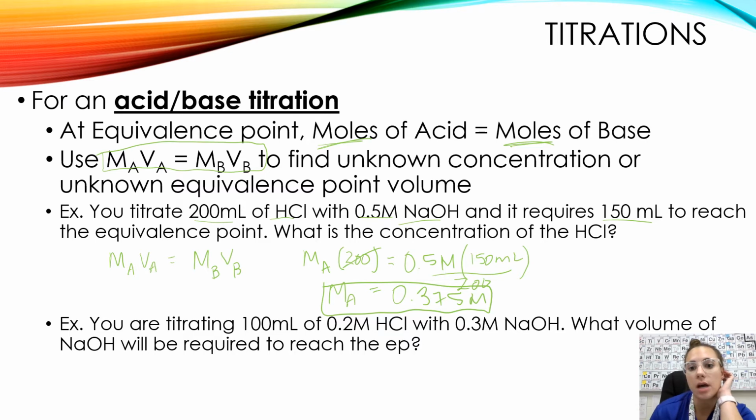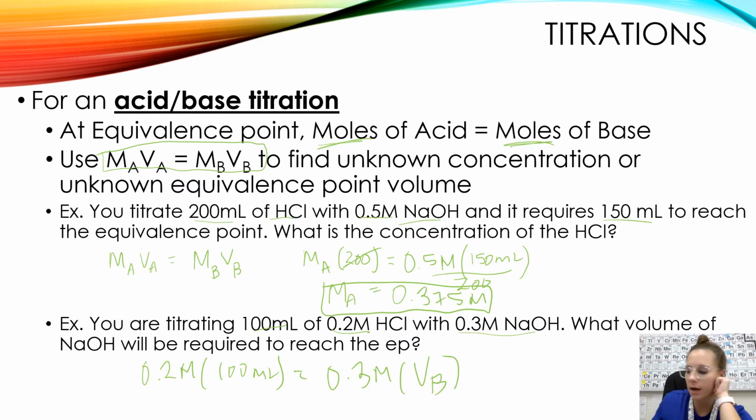Now, we might know our concentrations, and so then we need to know what volume it's going to take us to get to the equivalence point in order to work some calculations that you're going to see later. So this time, I know my volume and my molarity of my acid, and I know my molarity of my base. And this time, my question is asking me, how much base is it going to take to get to that equivalence point? So I'm going to plug in what I know, 0.2 molar times 100 milliliters equals 0.3 molar times my volume, and that's what I'm trying to figure out.